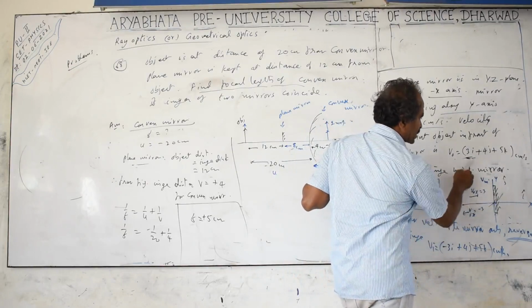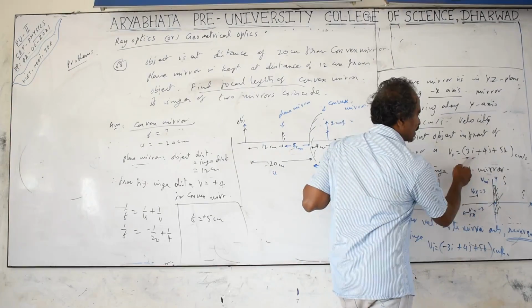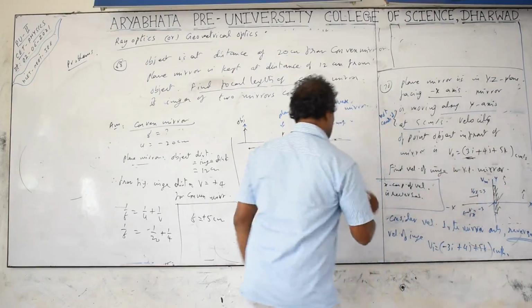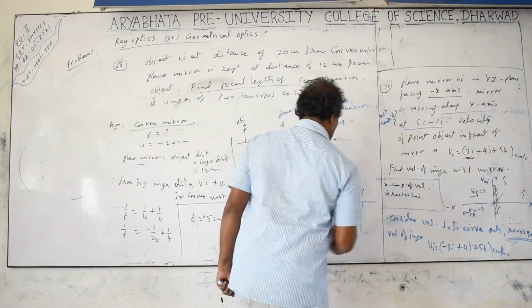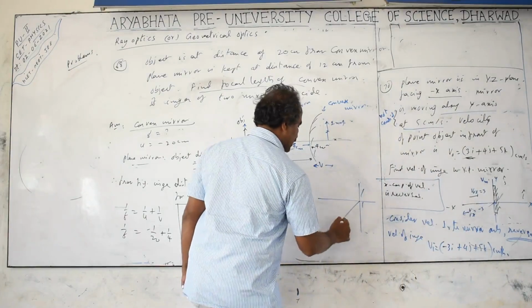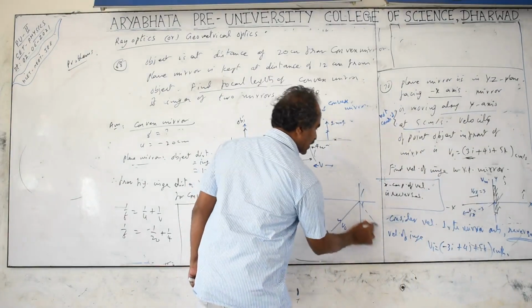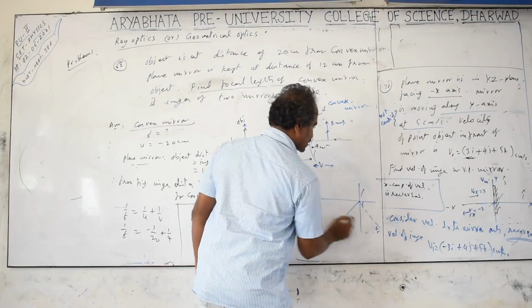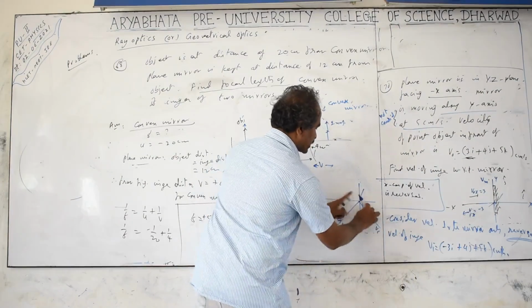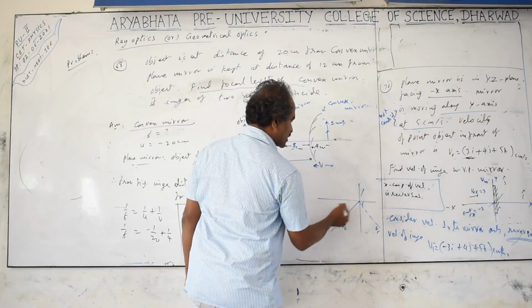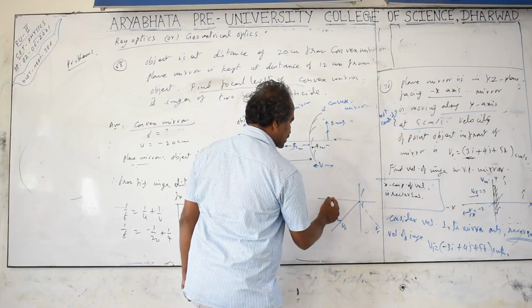The component of the velocity perpendicular to the mirror is 3 centimeters per second. If the mirror is like this and the object is moving like this, V O, then the image will be here. These are the image velocities. Object is moving towards the mirror, image will be moving like this. You always have to take the perpendicular direction.